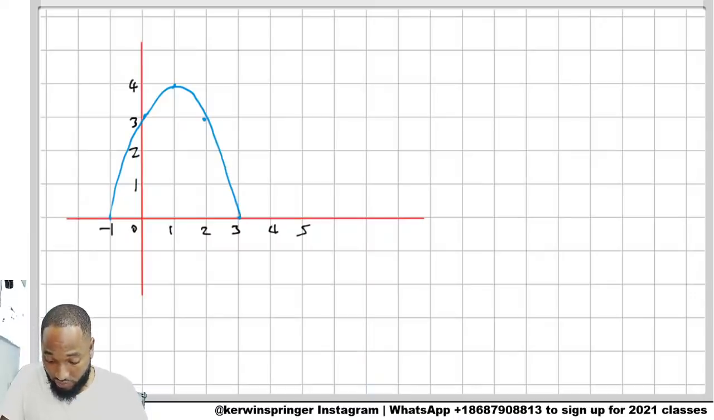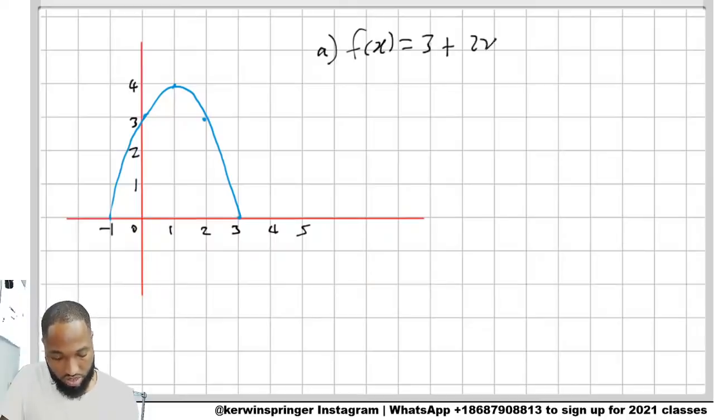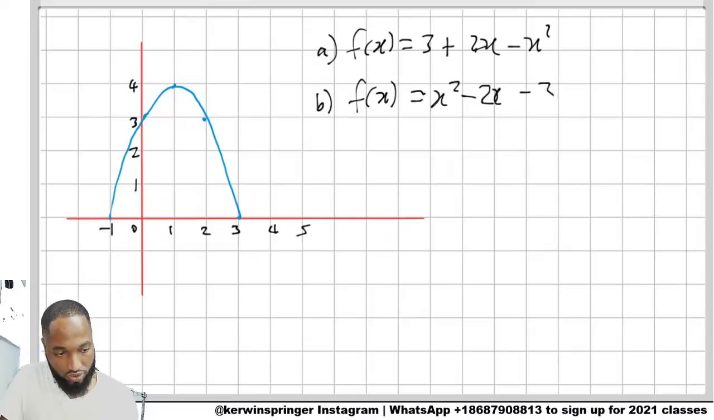Alright, where's the question? Which of the following represents the equation of the graph below? A, f of x is equal to 3 plus 2x minus x squared. B, f of x is equal to x squared minus 2x minus 3. C, f of x is equal to x squared plus 2x minus 3.